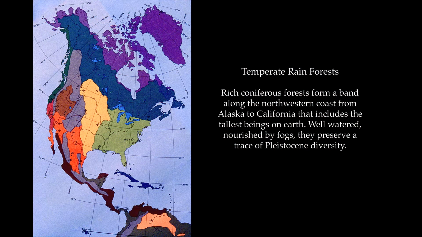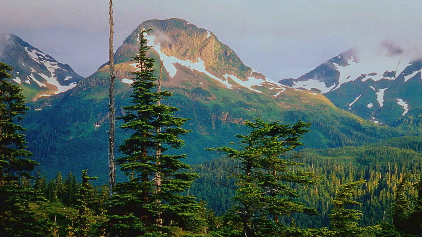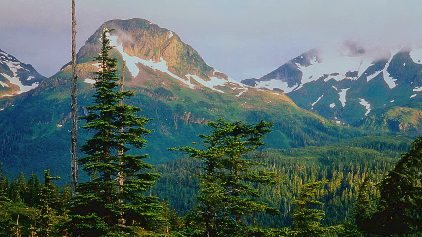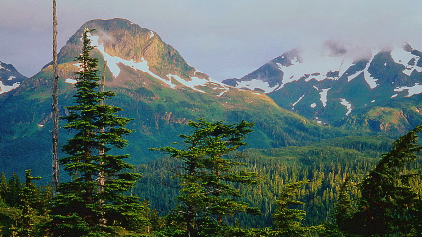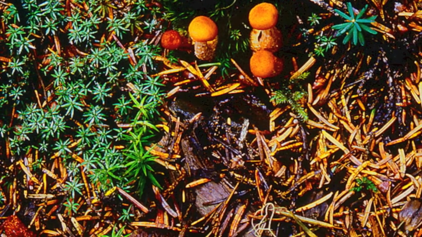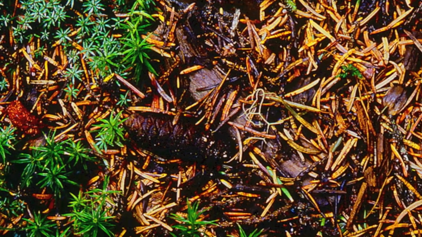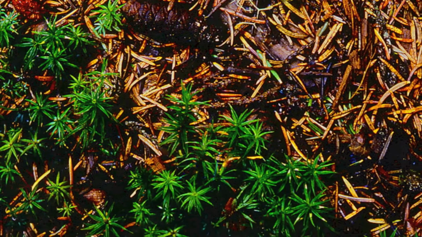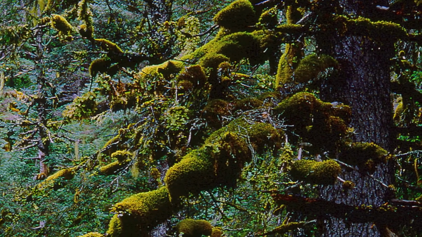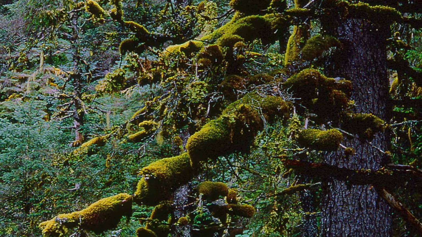Temperate rainforest systems. Rich coniferous forests form a band along the northwestern Pacific coast from Alaska to California that includes the tallest beings on Earth. Well-watered and nourished by cool fogs, they preserve a majestic trace of Pleistocene diversity, sheltering spruce, fir, pines, hemlock, redwoods, maple, alders, birch, rhododendron, ferns, mosses, lichens and fungi.